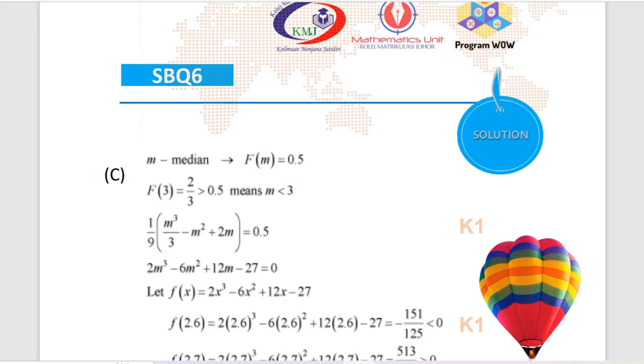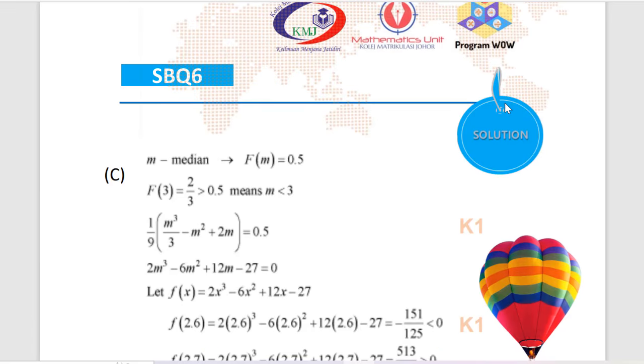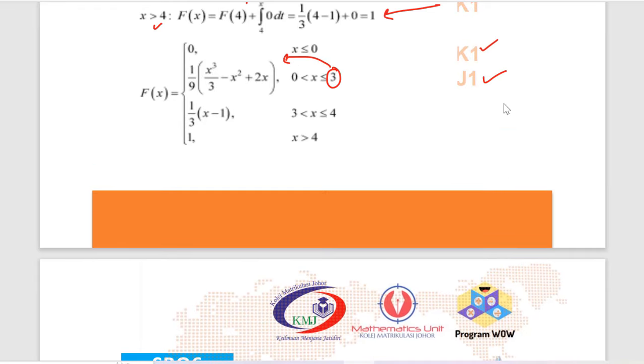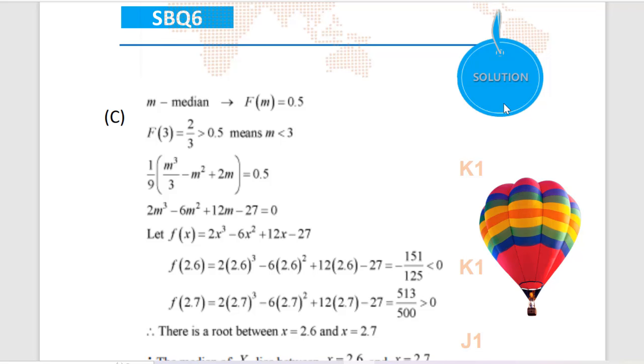So, kita dah cari F(x) tadi. Awak masukkan nilai yang kat ujung ni. So, masukkan F(3) dalam function ni. Awak akan dapat 2 over 3, which is lagi besar daripada 0.5. So, maksudnya median dia berada di dalam range yang kedua ni. So, kita boleh buat F(m) equals to 0.5. Nanti awak akan dapat function dia 2m cube minus 6m square plus 12m minus 27 equals to 0.